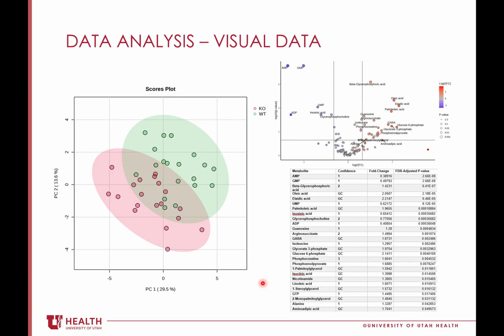You don't really want to normalize to sum if you're only looking at four metabolites, because that's really going to distort your data. Usually, the lower the number of metabolites we have, we would want to normalize to an internal standard. I guess that's the best.